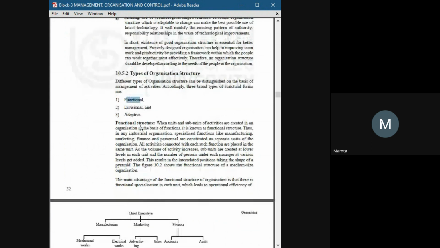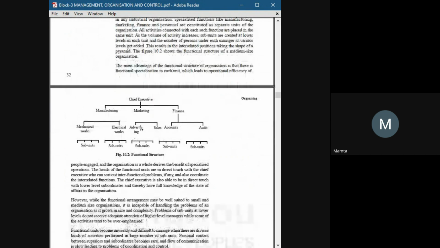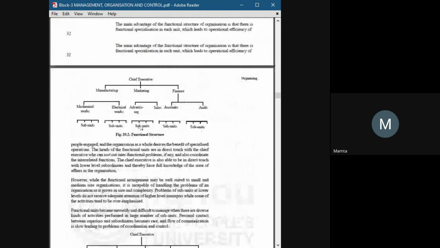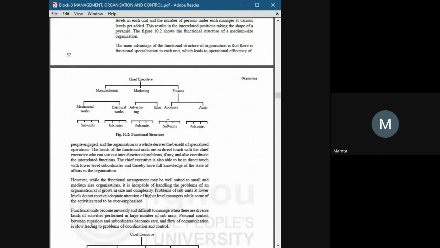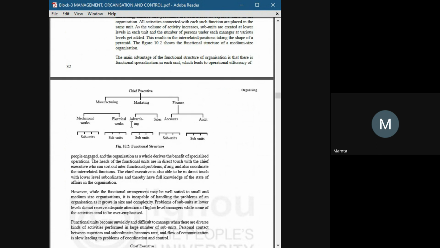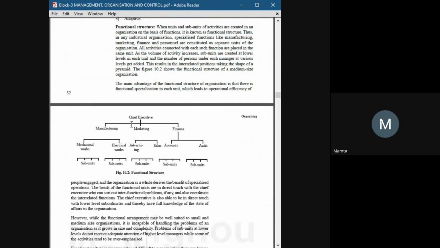As for the functional organizational structure, just look at the diagram. This is an example of a functional structure. Basically, it is for a single product, or an organization involved in a single product. When the units and subunits of activities are created in an organization on the basis of function, it is known as functional structure. Thus, in any industrial organization, specialized functions like manufacturing, marketing, finance, and personnel are constituted as separate units of the organization.